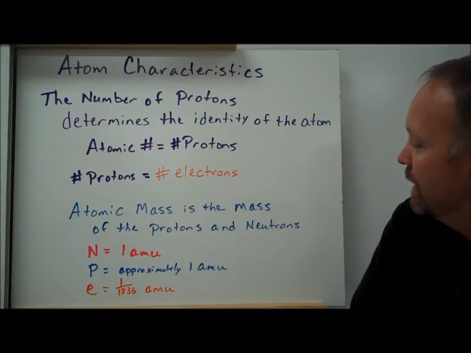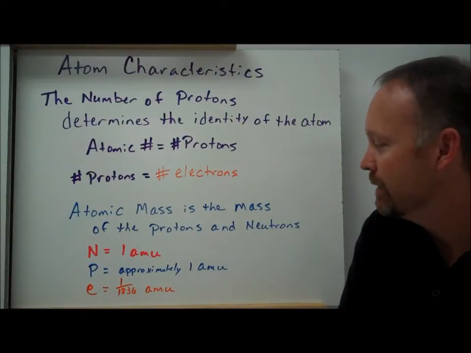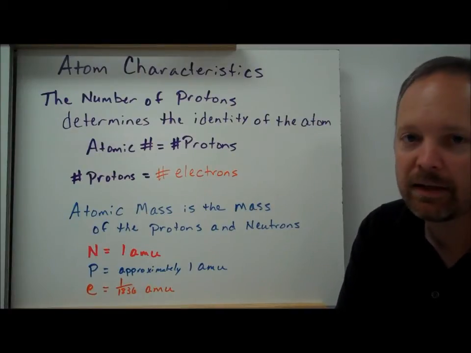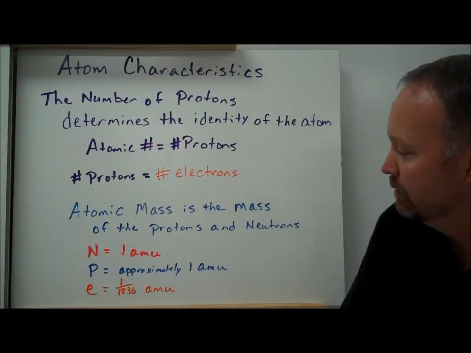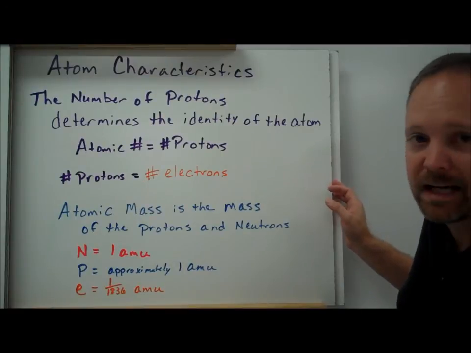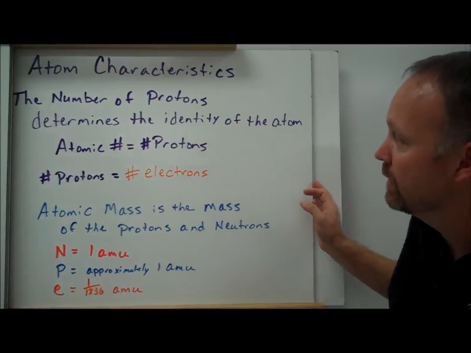The atomic mass is the mass of the protons and the neutrons. The mass of the neutron is 1 atomic mass unit, or AMU. The proton is also approximately 1 AMU. And the electron has a mass of 1 over 1836 AMU. It's a very, very tiny particle. We usually talk about the mass associated with the neutrons and protons.